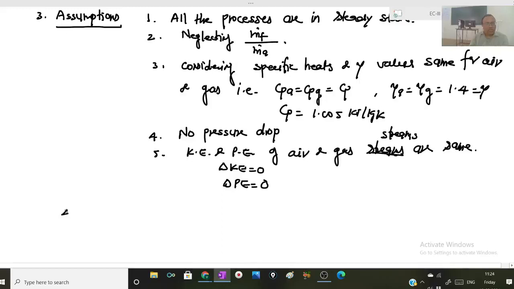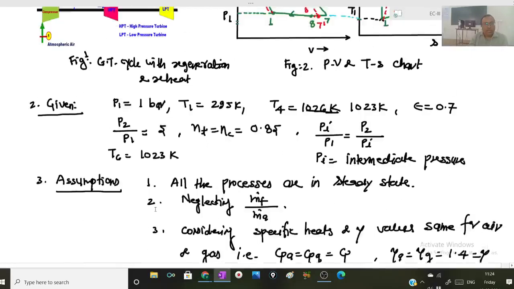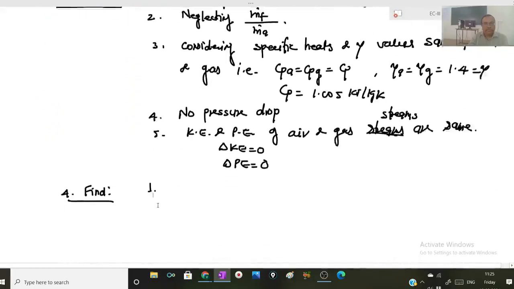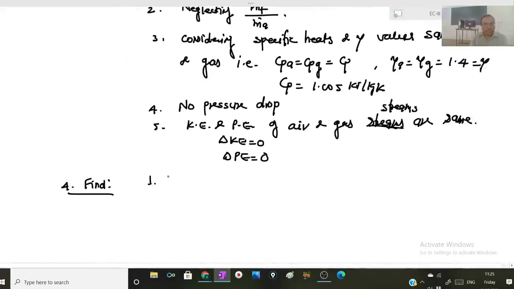Now list step number 4. Enlist what is to be found out. So the problem asks you to calculate thermal efficiency, work ratio and net shaft work. Symbolically, I am supposed to calculate thermal efficiency, work ratio and W net.